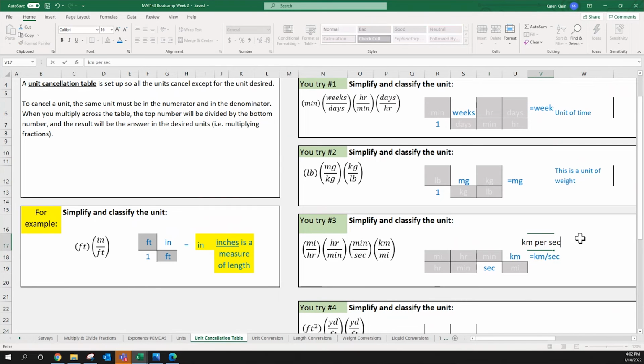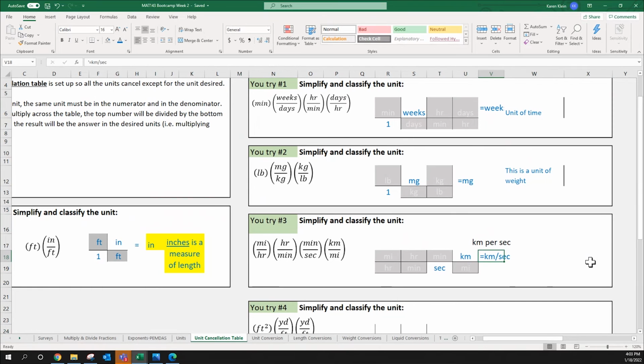Now, because I have 2 unit measures here, it might not be so straightforward as to what this is measuring, but I bet some of you can tell me, what is this kilometer per second a unit of? It is indeed speed.